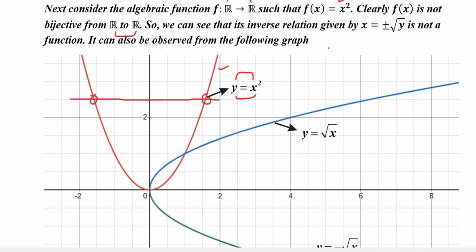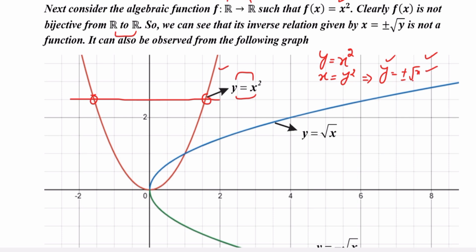Finally, you can check here, this is my function y is equal to x squared. I am interested to find its inverse relation. That is obtained just by interchanging x and y. So I have x is equal to y squared. From here, y is equal to plus minus square root of x. This shows that for a unique value of x, there are two values of y, which is why this relation is not a function.